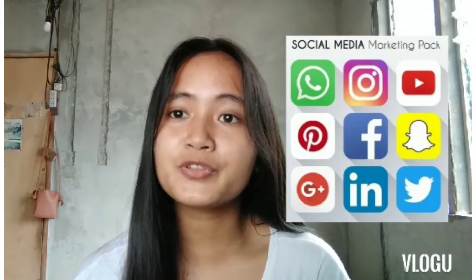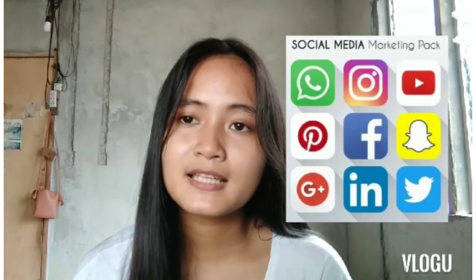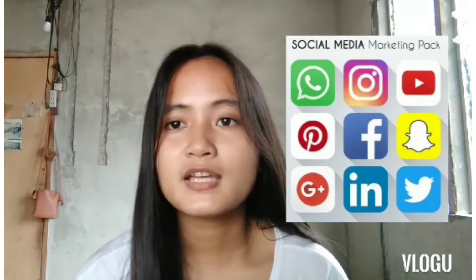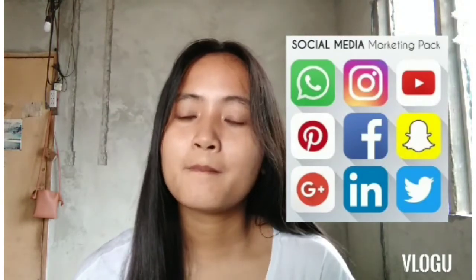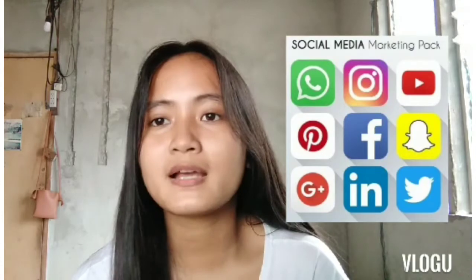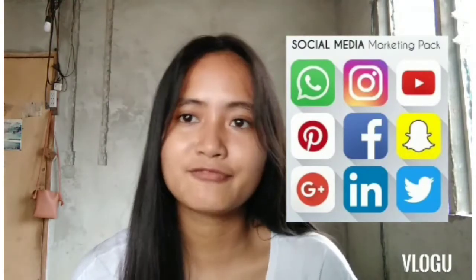And through these platforms, naggagamit ito ng mga sellers to promote their products and can reach a huge number of audiences na kung saan maraming magiging aware sa kanilang mga products na kanilang ibinibenta through these platforms.